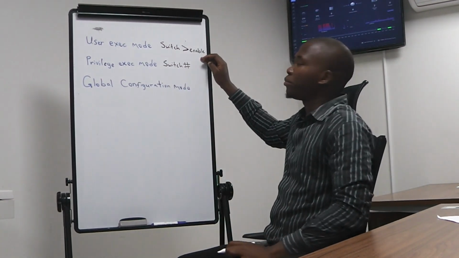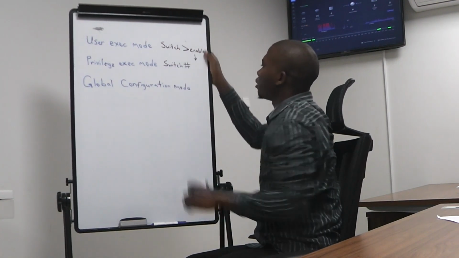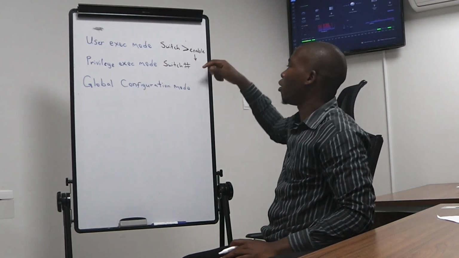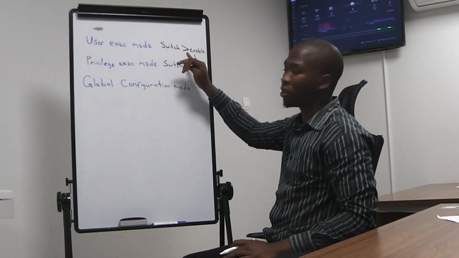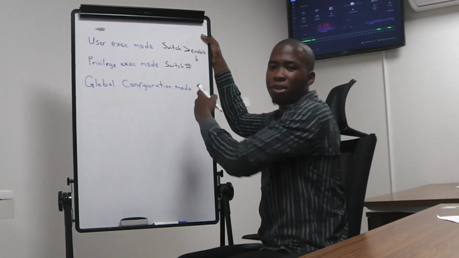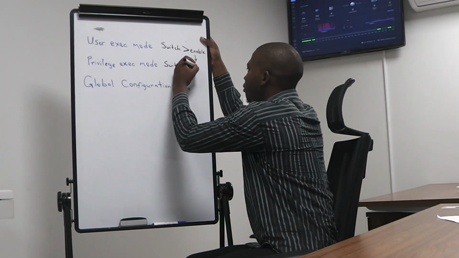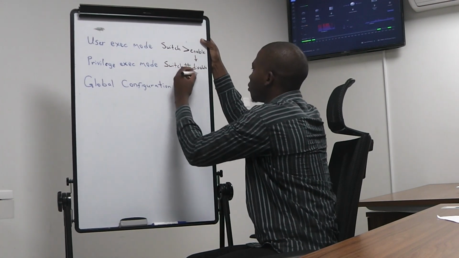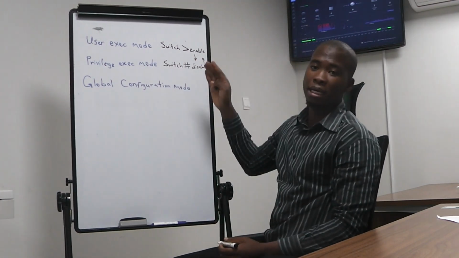So typing enable will take you from the user exec mode down to the privileged exec mode. Now, if you want to move from the privileged exec mode back to the user exec mode, then you just type the opposite of enable, which is disable. Disable will take me back to the user exec mode.